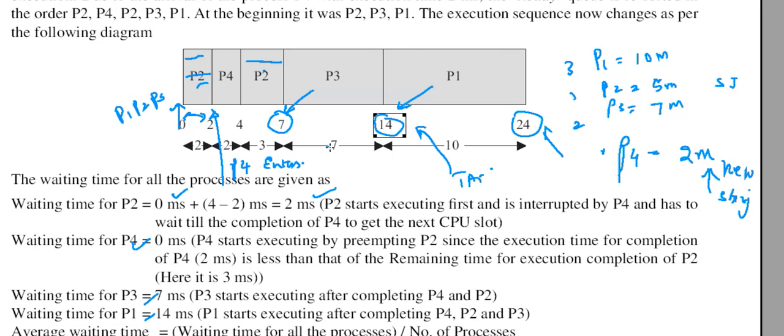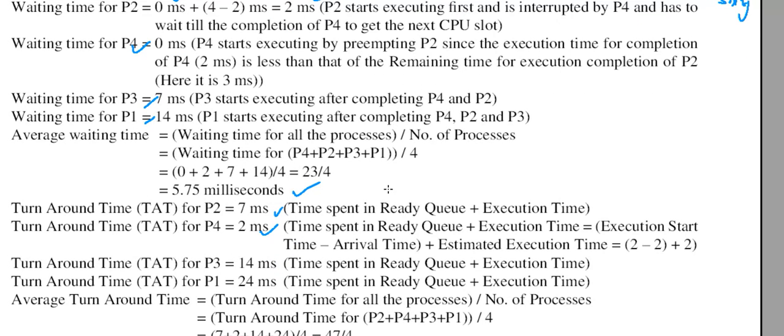Next, the TAT for P1. P1 waited up to 14 milliseconds, plus its execution time is 10. So 14 plus 10 is 24. Its waiting time we calculated here is 14, plus execution time 10, so it is 24.